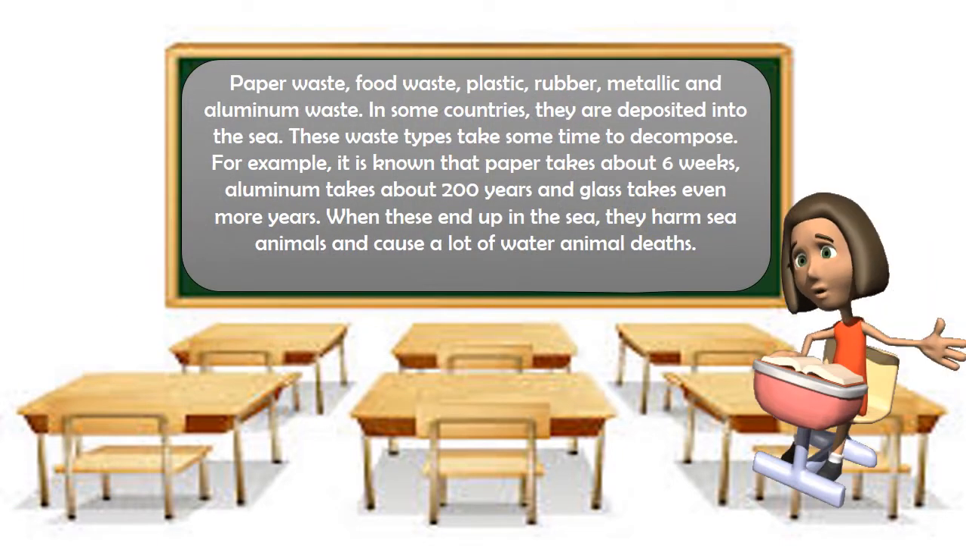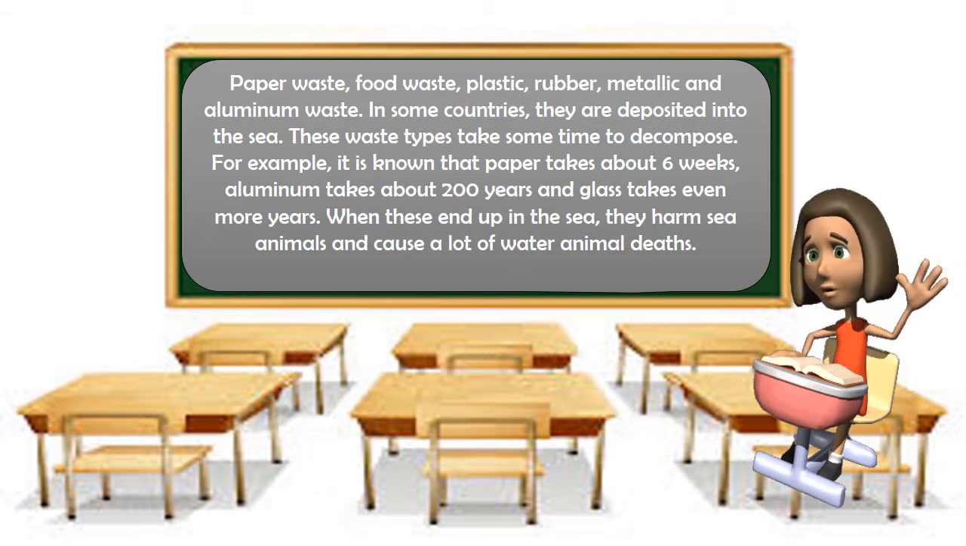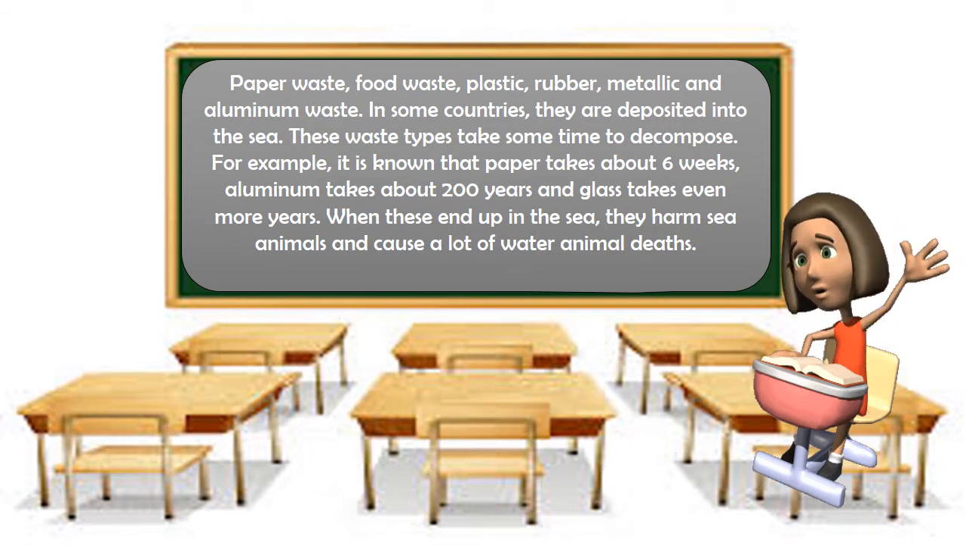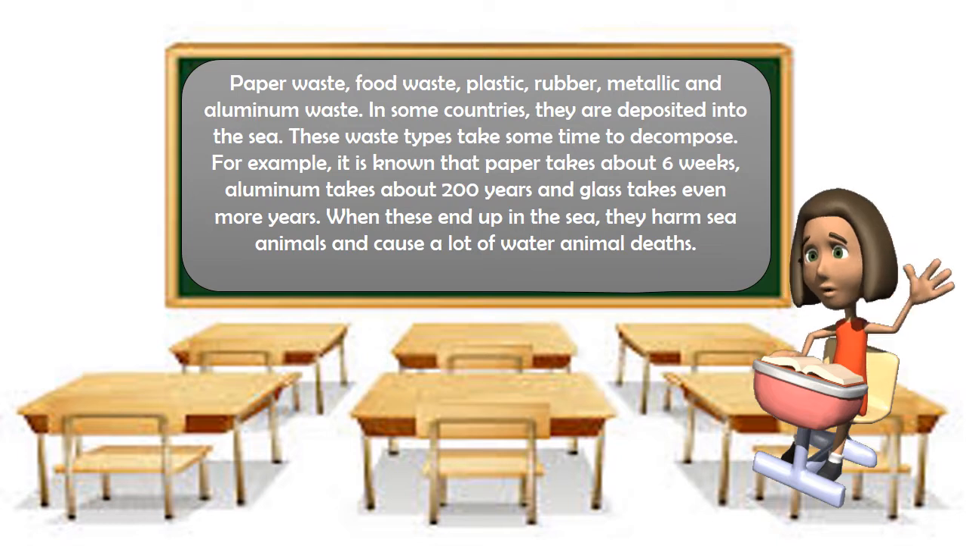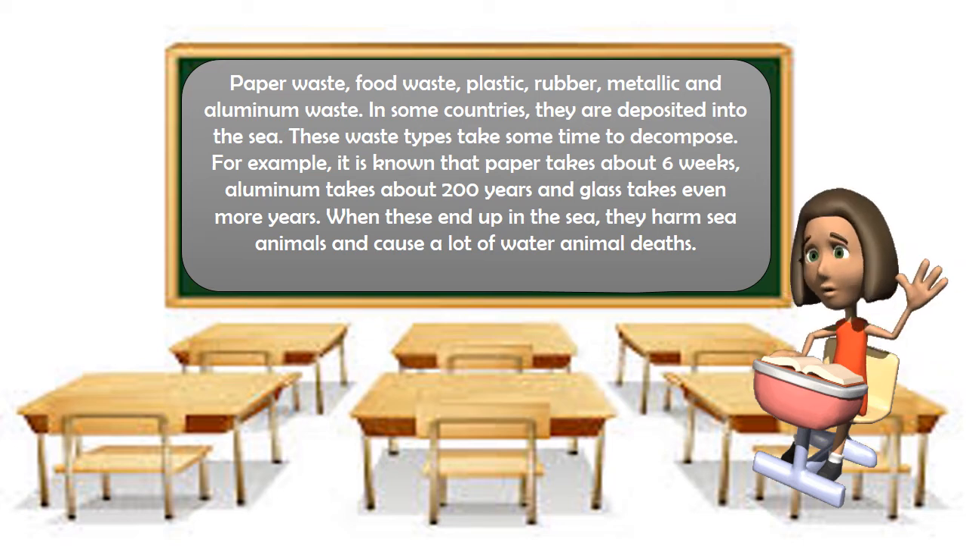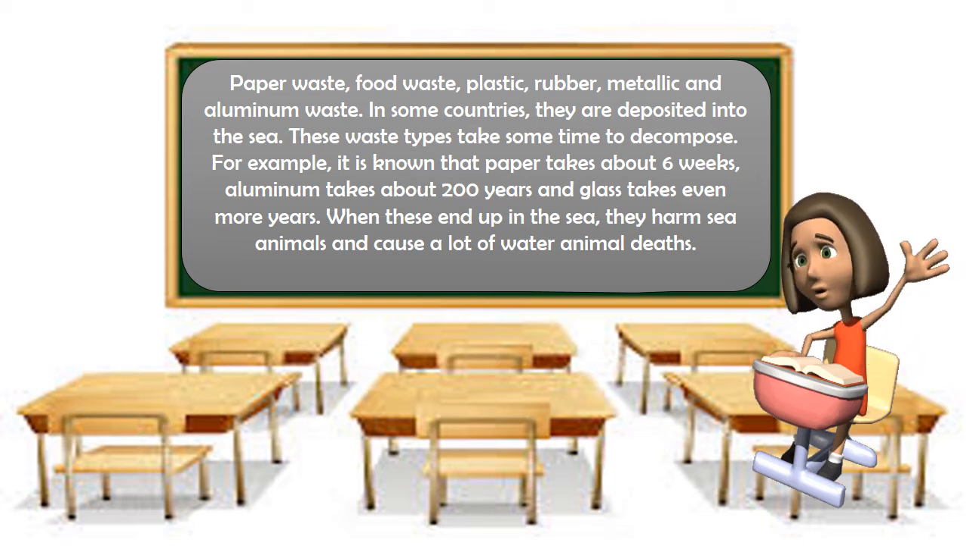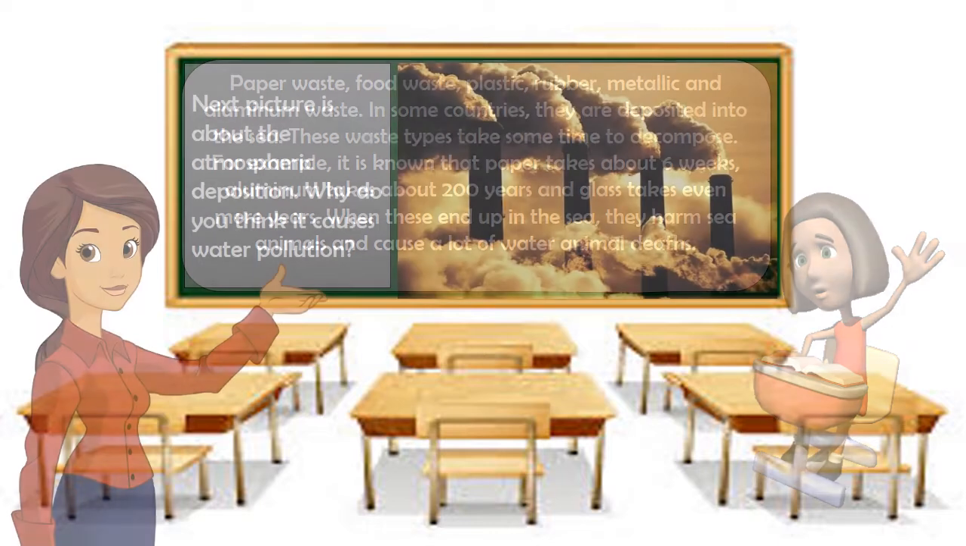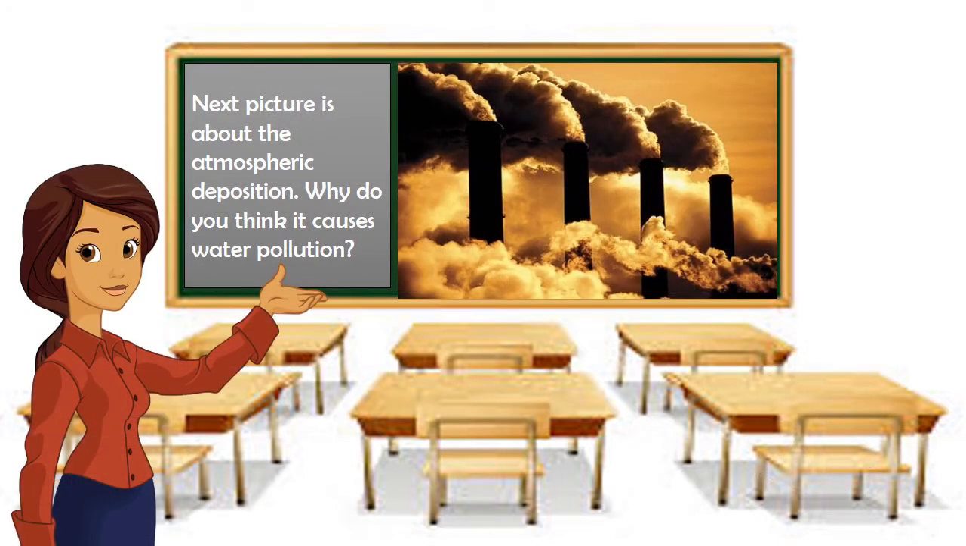Paper waste, food waste, plastic, rubber, metallic and aluminum waste. In some countries, they are deposited into the sea. These waste types take some time to decompose. For example, it is known that paper takes about 6 weeks, aluminum takes about 200 years and glass takes even more years. When these end up in the sea, they harm sea animals and cause a lot of water animal deaths. Nice answer.